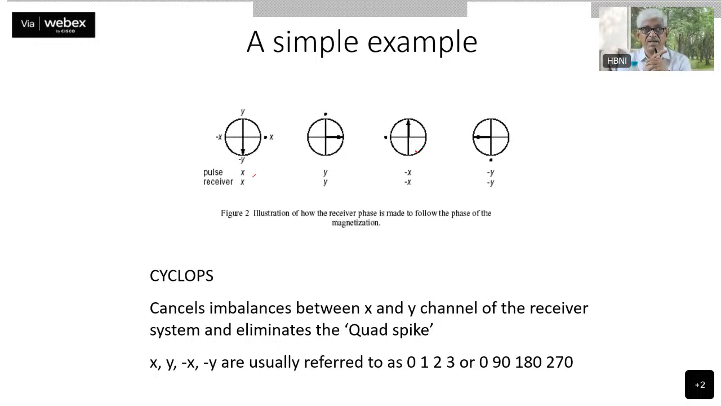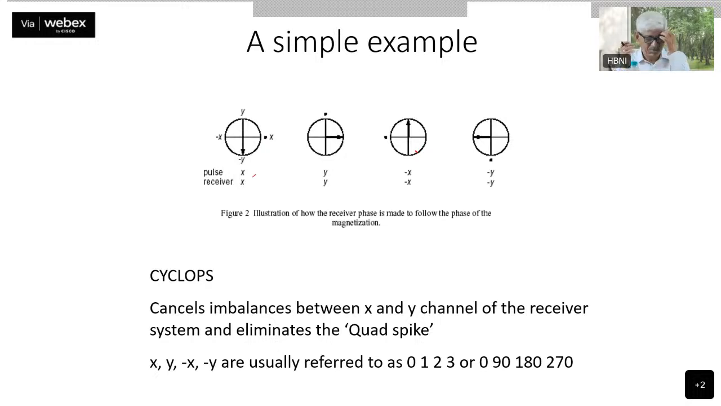It cancels imbalances between the X and Y channel of the receiver system and eliminates the quadrature spike. Of course, the quadrature spike has probably not been talked about. I will talk about it as we go along a little bit. So X, Y, minus X, minus Y are usually referred to as 0, 1, 2, 3 or 0, 90, 180, 270.